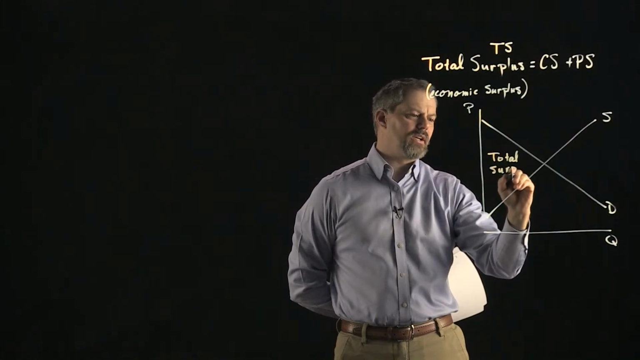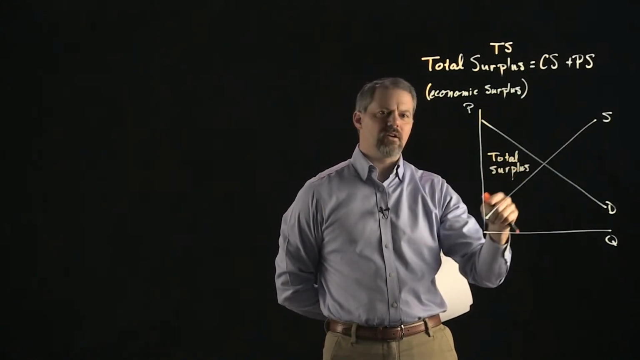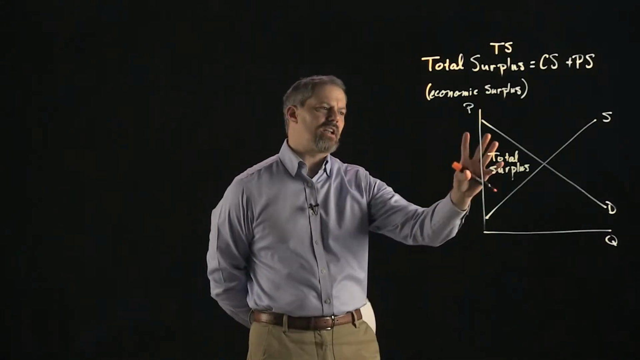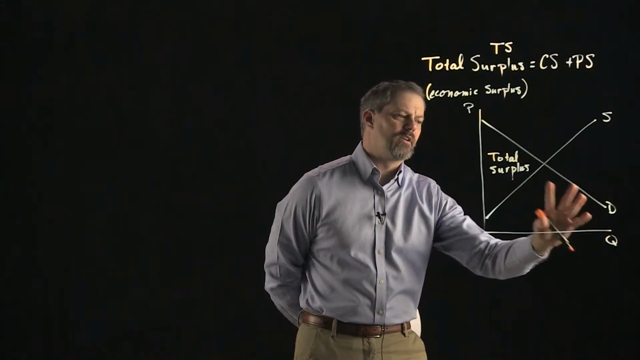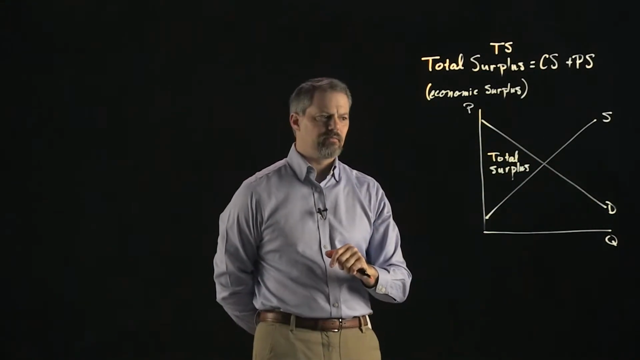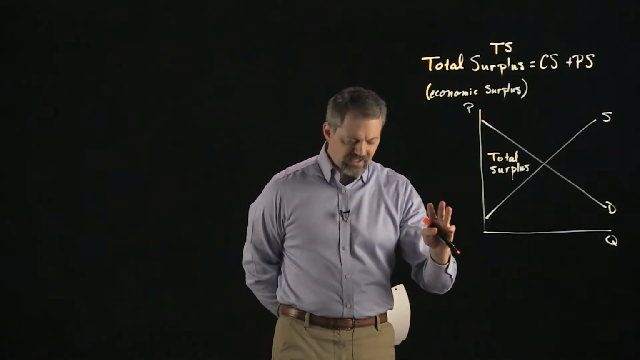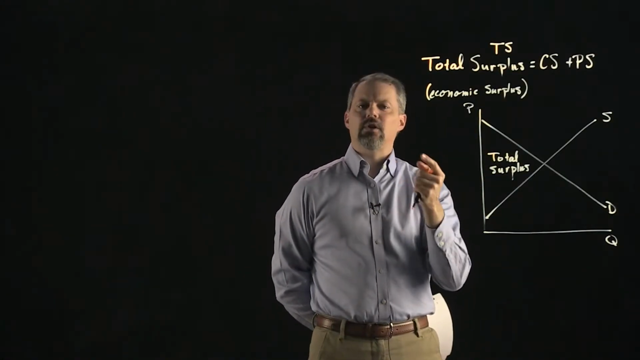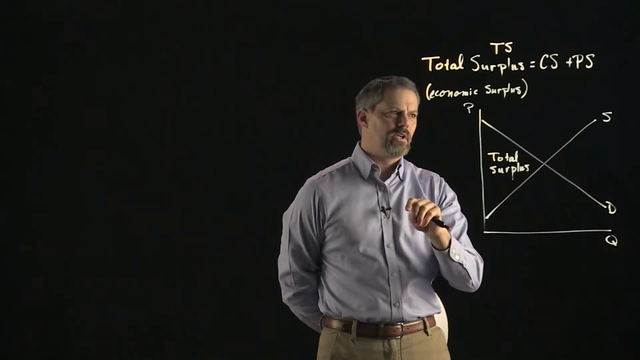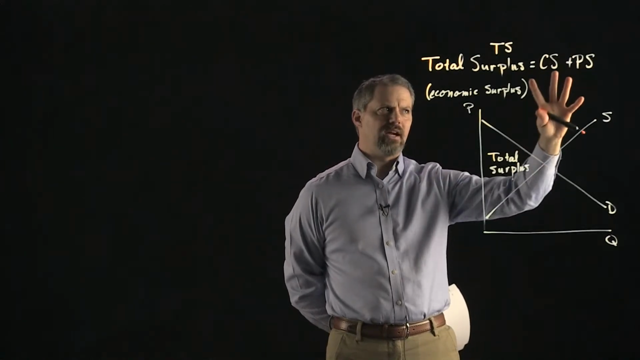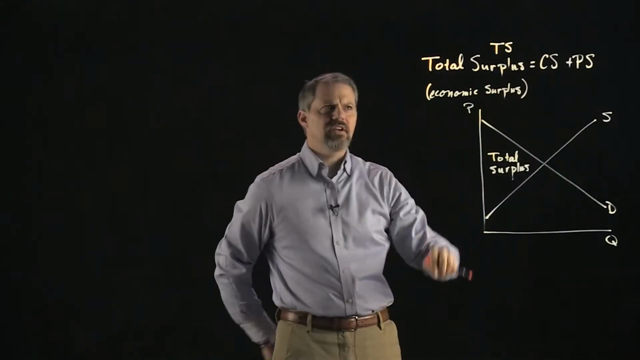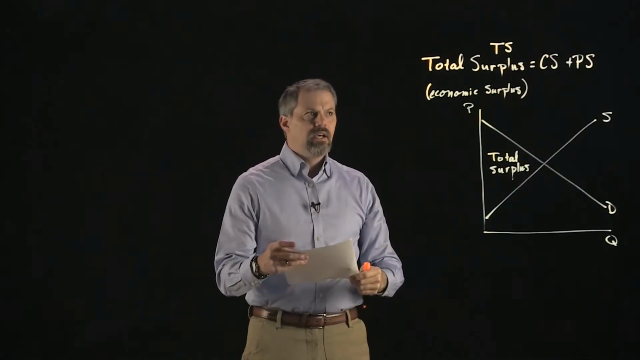Total surplus is the area under the demand curve and above the supply curve. It's got to be both of those at the same time. There's a lot more area that's under the demand curve, but it needs to be both under the demand curve and above the supply curve. So you can see that as big as total surplus can be is this triangle right here, just from a geometric point of view. There's other area above the supply curve out here, but that's not under the demand curve. So there's our definition of total surplus.